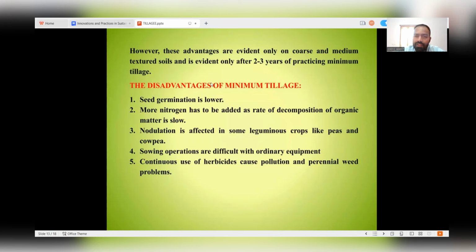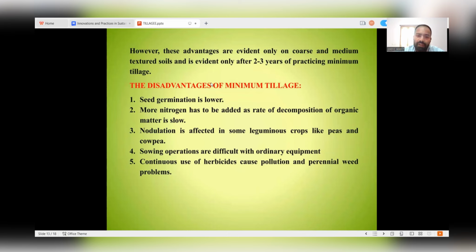Then what are the disadvantages of minimum tillage? Seed germination is lower. Seed germination is lower means what? We are not doing any tillage or manipulation of the soil, so small size seeds will be affected in germination. Then more nitrogen has to be added as the rate of decomposition of organic matter is slow. Means we have to add more nitrogen because decomposition of organic matter is low.